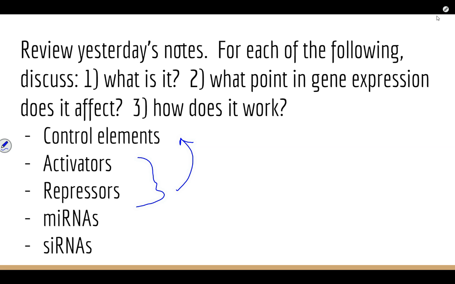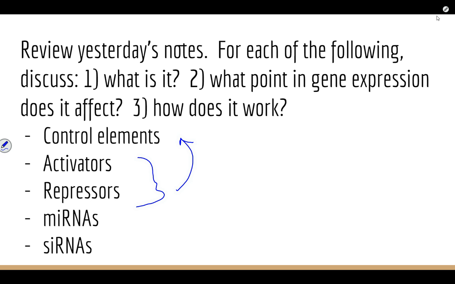Activators and repressors are proteins that either speed up and help with transcription, that's an activator, or slow down or turn off transcription, that would be a repressor. So activators and repressors are proteins. They attach to the DNA at the control elements, and then they either help the other proteins and RNA polymerase bond at the promoter part, or they make it harder for that to happen. So the transcription either happens more efficiently or less efficiently.